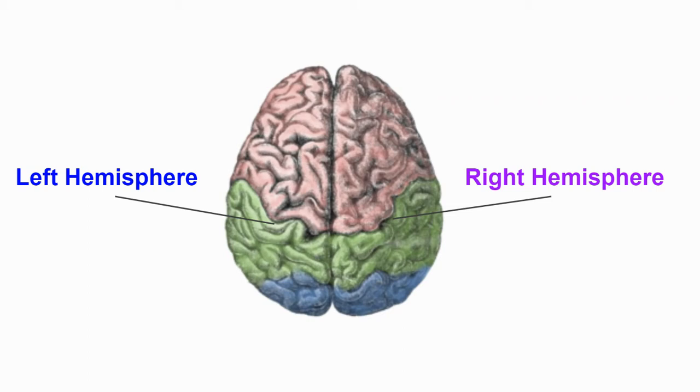The other interesting thing about the brain is that when you lift up your right hand, the left side of your brain is actually the part that's controlling it. When you lift up your left hand, it's the right side of the brain controlling it.